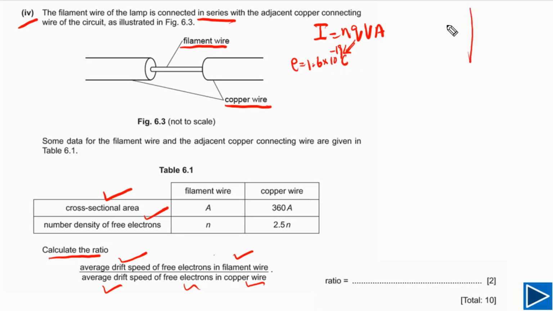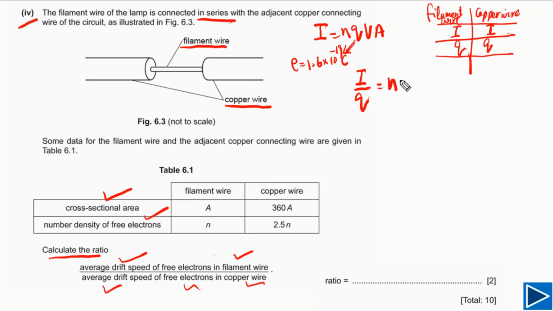First of all, let's draw one very simple table to write down the given data. This side, let's say, is the filament wire, and here we will write the data for the copper wire. In this case the current is the same, meaning the current passing through the filament wire and the copper wire is the same because they are just connected in series. I is the same, and Q is also the same because it is a constant. So these two quantities are constant. We can rearrange this equation and write that I over Q is equal to n times v times A, and this ratio between I and Q is constant for these two wires.